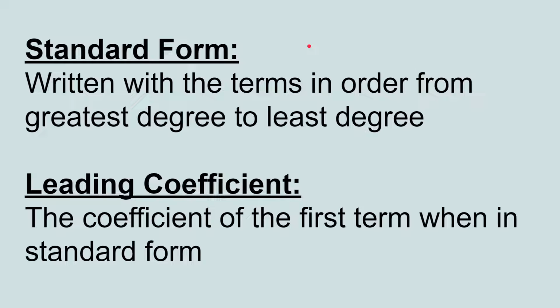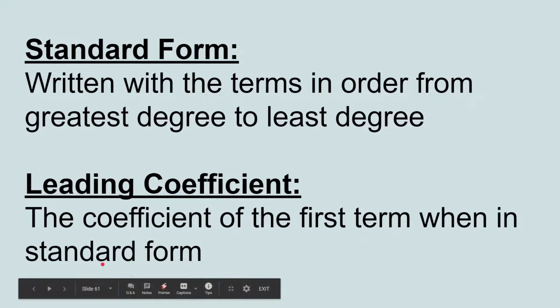Okay, 2 other new things, and then that's it. So we have something called standard form, and we have something called a leading coefficient. Go ahead and write these guys down. All right, so standard form, we need to rewrite the terms in order from greatest degree to least degree, so highest exponent to lowest exponent. And then the leading coefficient is going to be whichever coefficient is on the first term, but it has to be in standard form first.